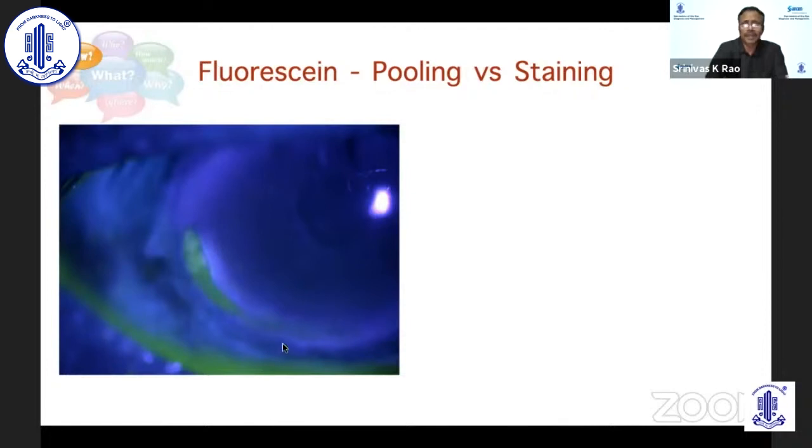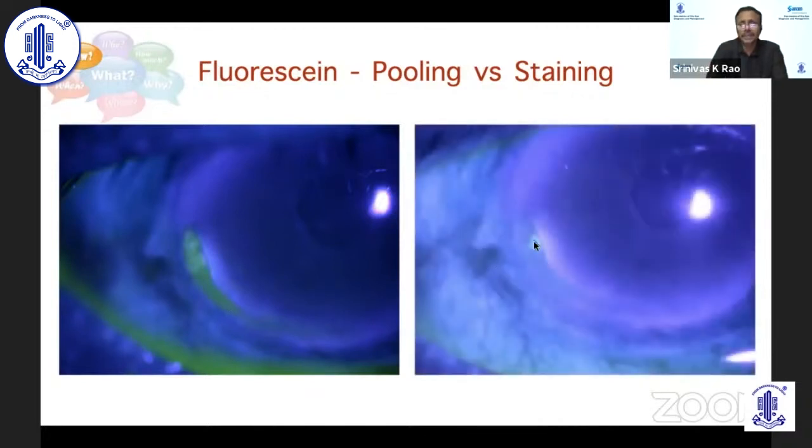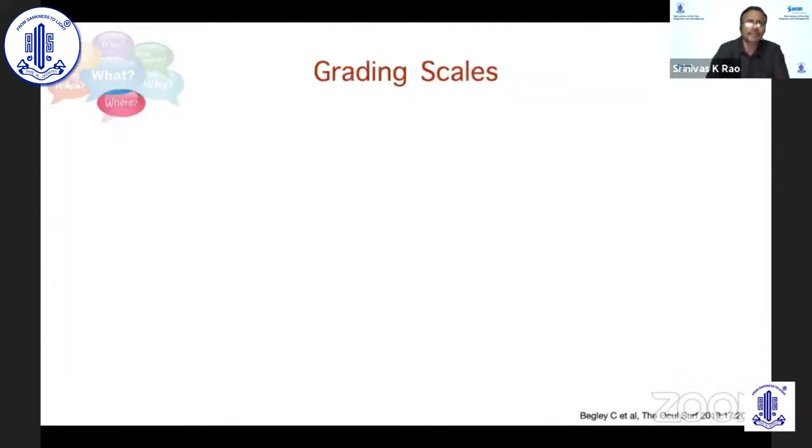But remember, there's already a gutter from his past Mooren's. So if you put in a couple of drops of some fluid to wash away the surface, you can see that what is actually happening is a small area of reactivation. The rest of the initial pooling was in the gutter that was already there. So remember pooling versus staining. So where do we look for this?